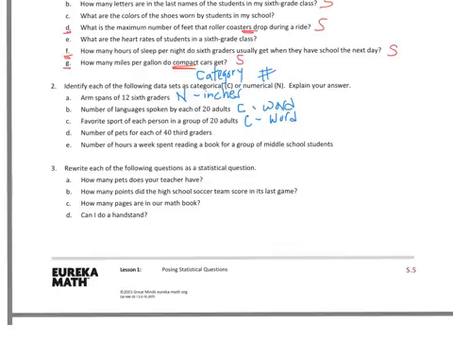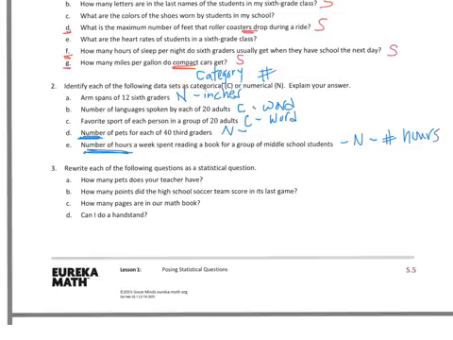D says the number of pets for each of 40 third graders. Key word there is number of. So that's numerical because we're going to be given a number of pets. Not which pets they have, but the number, how many they have. E says the number of hours a week spent reading a book for a group of middle school students. And again, we have numerical because it's saying the number of hours a week. So that's going to be numerical.